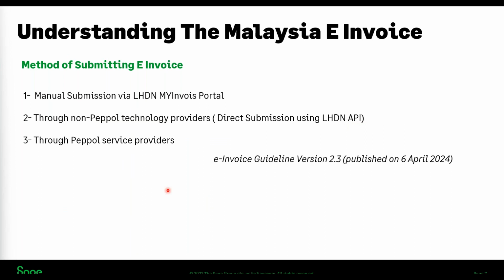So you know what fields you need to submit. Now you want to know how to submit your e-invoice to LHDN Malaysia. This is copied from their guideline, extracted from version 2.3. You can go to the LHDN website to get more information on this guideline. According to them, there are 3 ways for you to submit your e-invoice. Number 1 is manual submission via the LHDN MyInvoice portal.